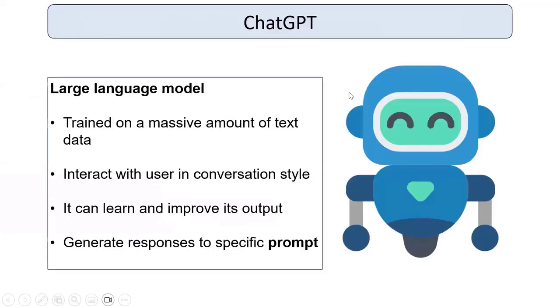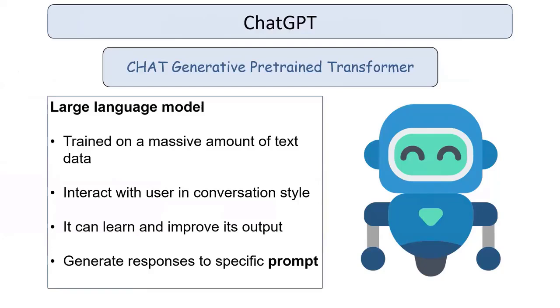ChatGPT stands for Generative Pre-trained Transformer. This is the acronym of ChatGPT. It is actually a large language model trained on a massive amount of text, which interacts with users in a conversation style. It can learn and improve its output, and it generates responses to specific prompts. And this is the key for conversation with ChatGPT: the prompts.